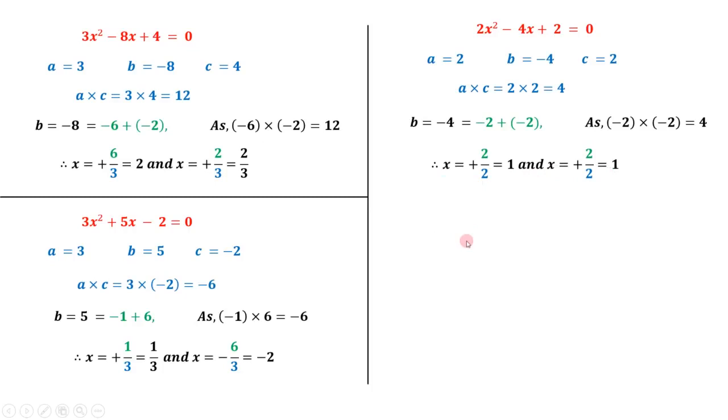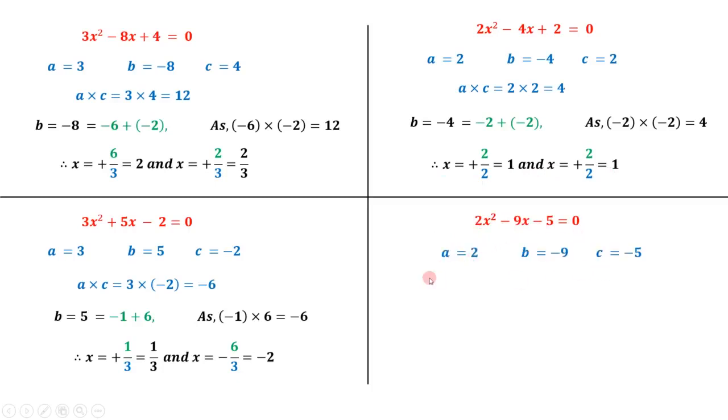Now moving towards the last example, it's 2 times x squared minus 9 times x minus 5 is equal to 0. Again, we have the coefficients and constant term. Now multiplying a with c, we'll have a times c is equal to 2 times negative 5, which is negative 10. Now this b can be obtained by adding 1 to negative 10. We're taking these two numbers because the product of these two numbers is negative 10, which is the same as the product of a times c.